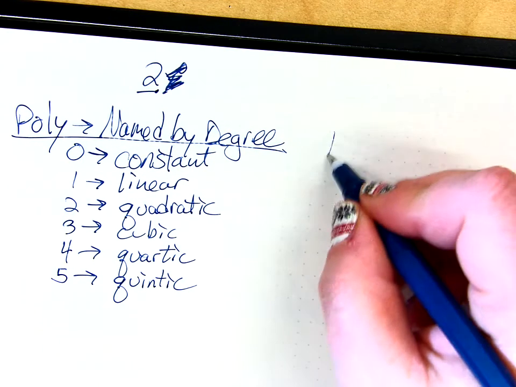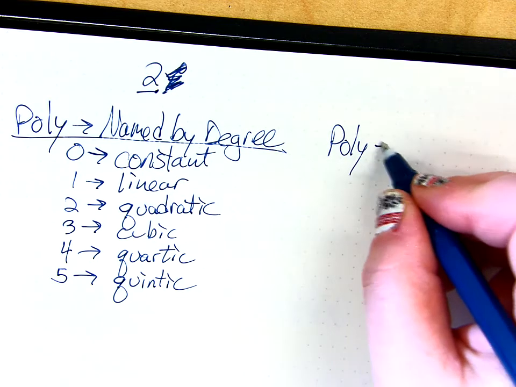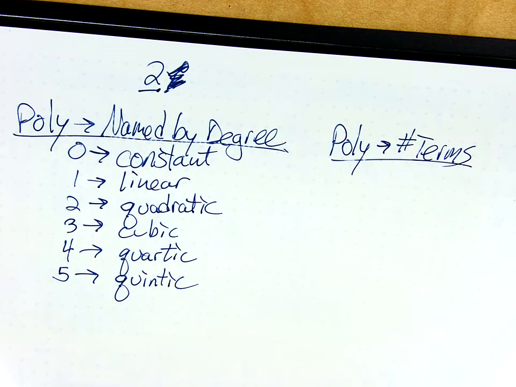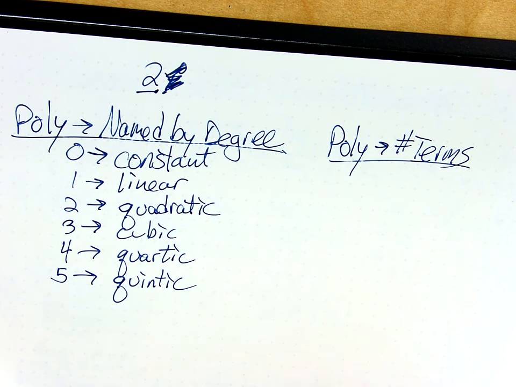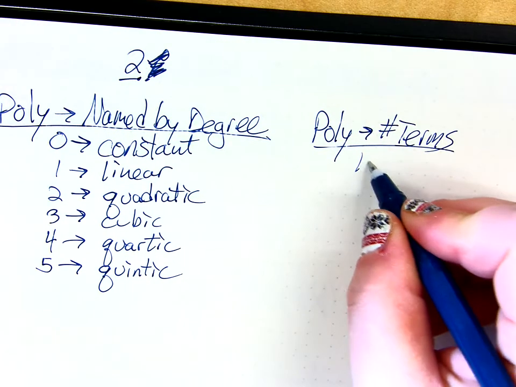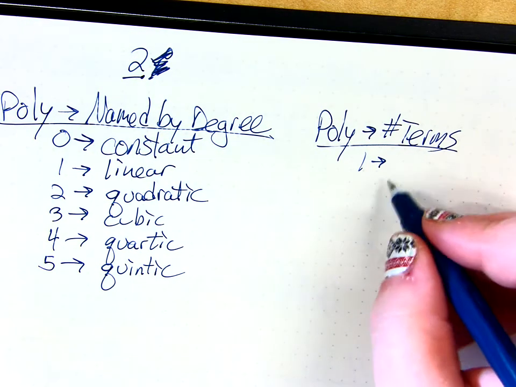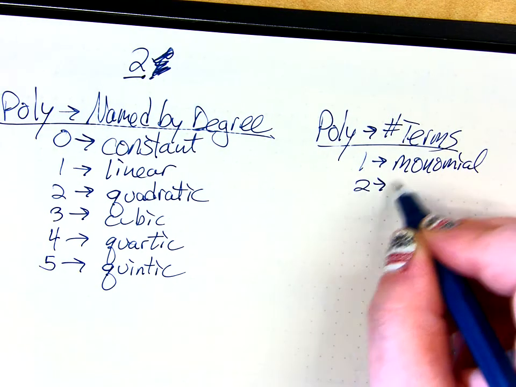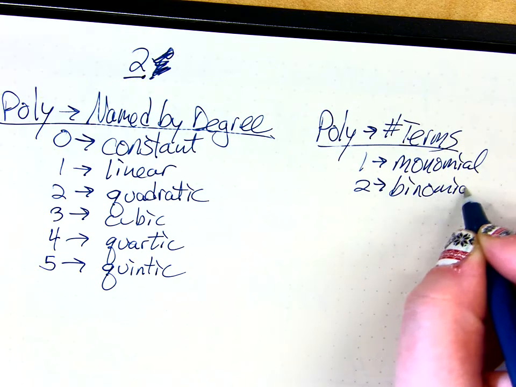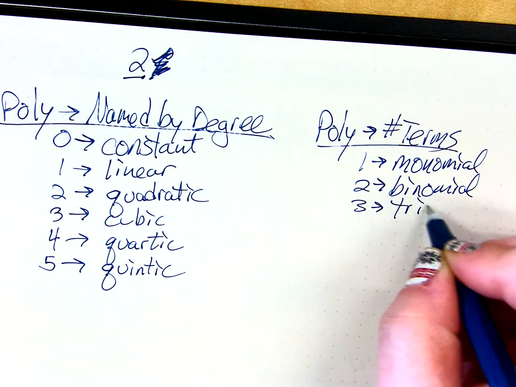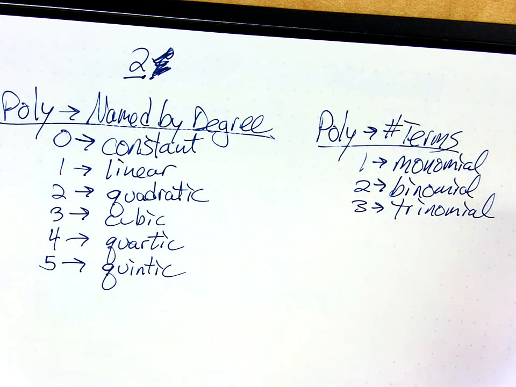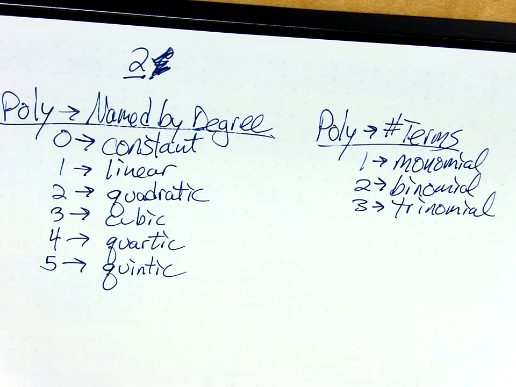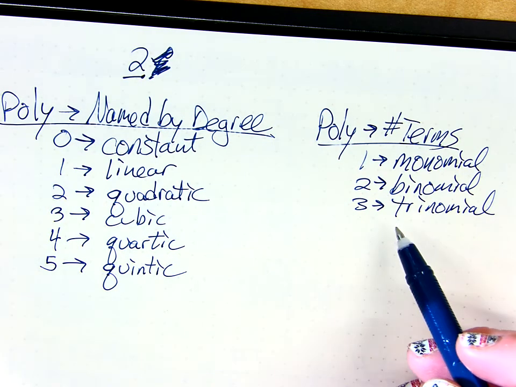And then you also have to name polynomials by number of terms. These ones are a little bit easier. You can't have 0 terms because then you don't have a polynomial at all. So you have to have at least 1 term. And if I have a 1-term polynomial, it's called a monomial. 2 was a binomial. And 3 was a trinomial. If it's any more than that, then we would just say a 7-term polynomial, a 25-term polynomial, whatever it is. But those are the only 3 that you need to know.